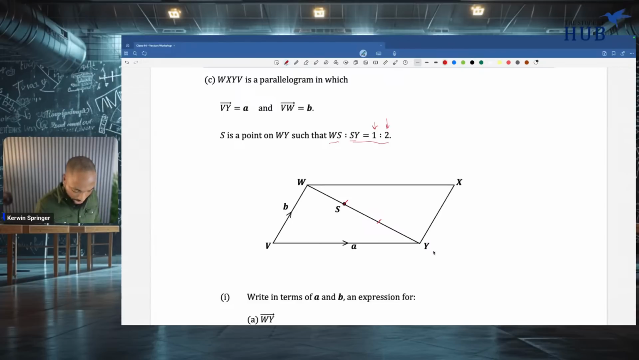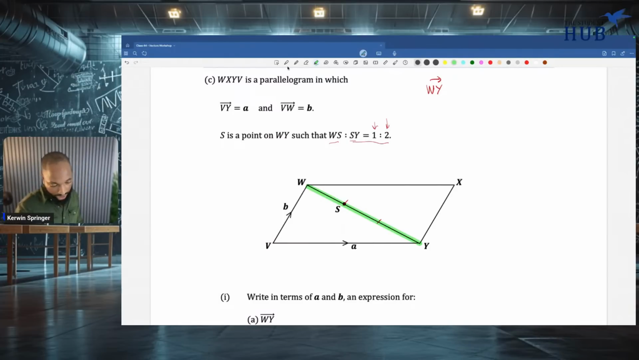So WY: AB is 1 to 2. Right. So we're trying to work out WY here. VY is A. Hey, we had WY in the bag. Where's WY? WY is the easy thing. Where's WY? The key to vectors is finding another route. WY just means go from W to Y.